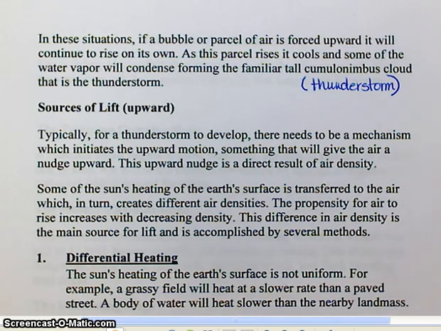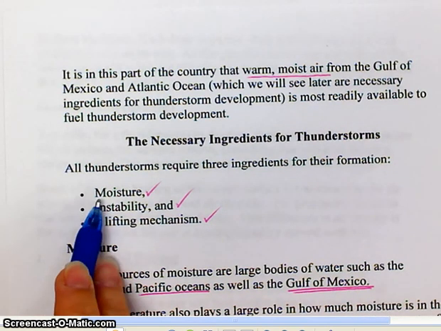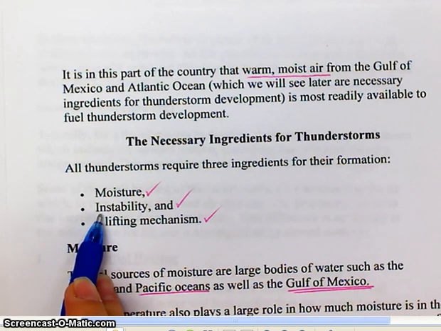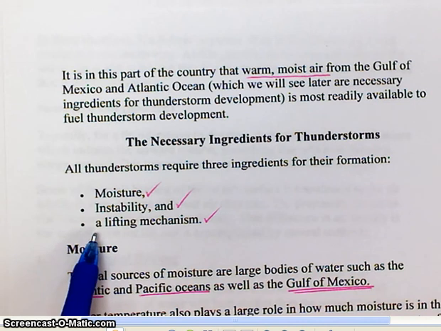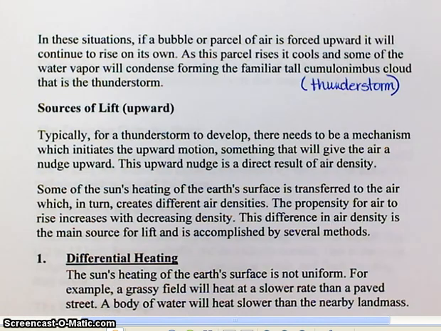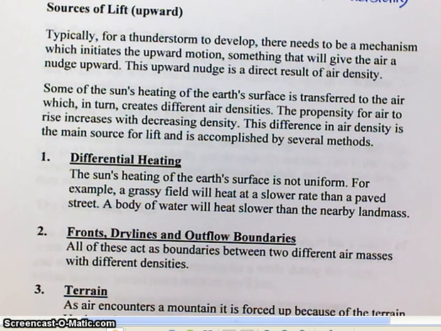All right. Just to remind you, all thunderstorms require 3 ingredients: moisture, instability, meaning we can get it going if we just nudge it a little bit, and a way to get it going, a lifting mechanism. Okay, so we're going to talk about that. Sources of lift. Typically, for a thunderstorm to develop, there needs to be a mechanism which initiates the upward motion. There needs to be a way for us to get the air moving upward. Something that's going to give the air a nudge upward. This upward nudge is a direct result of air density.